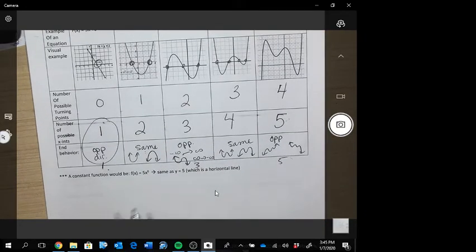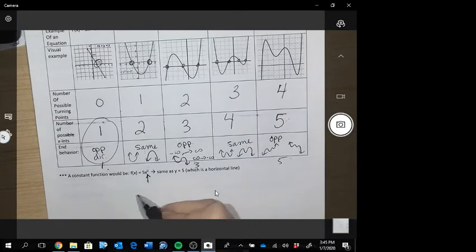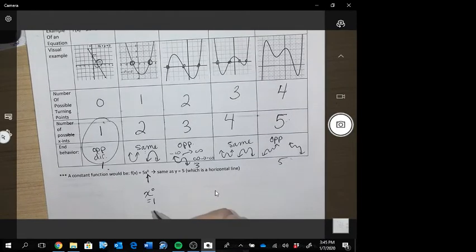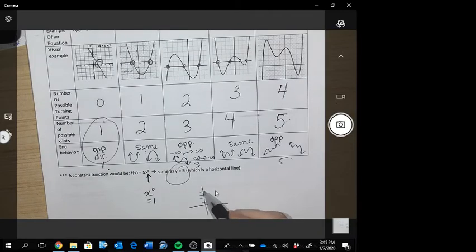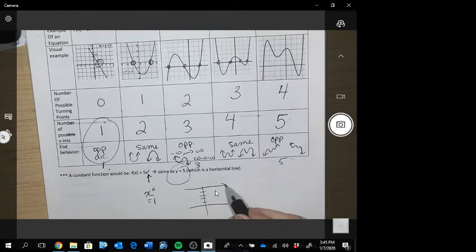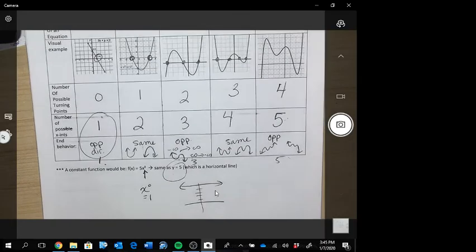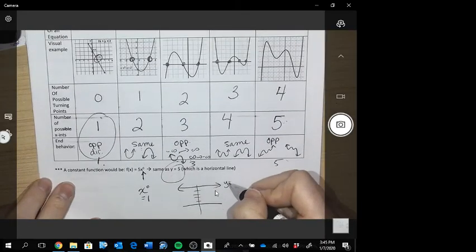Okay, and then just a reminder that if you have a constant, it's because you have a degree of 0. So x to the 0 is really 1, which means that's just y equals 5. And if you graph that, it would look like this. Just a horizontal line, because y is always 5.